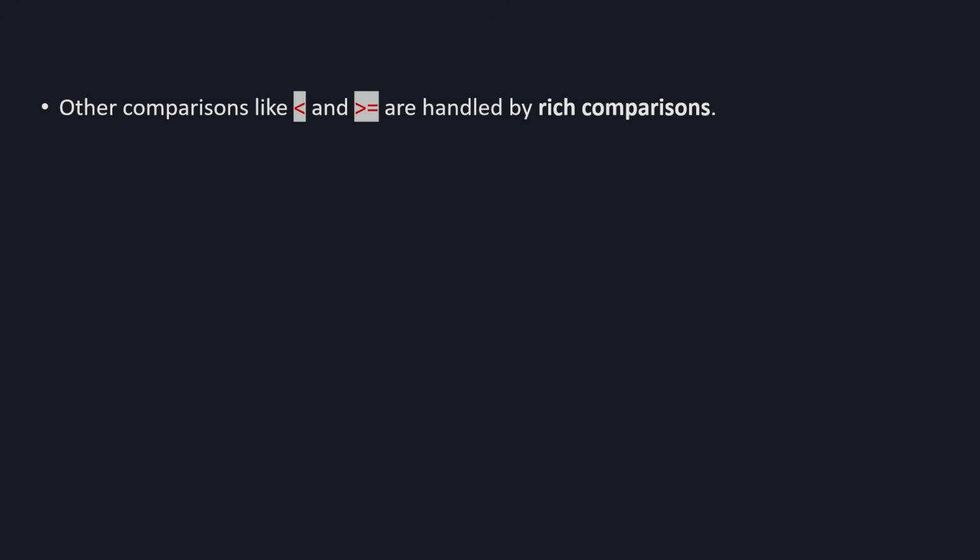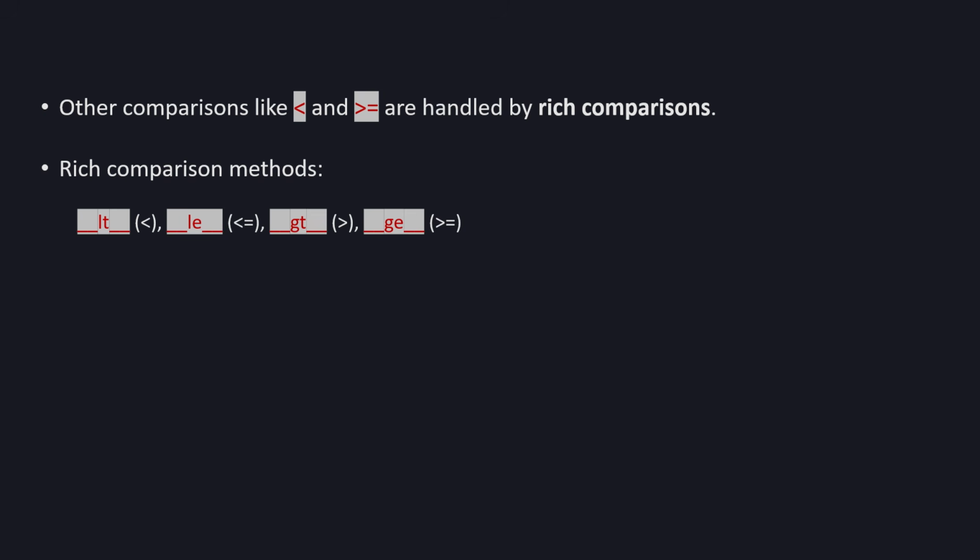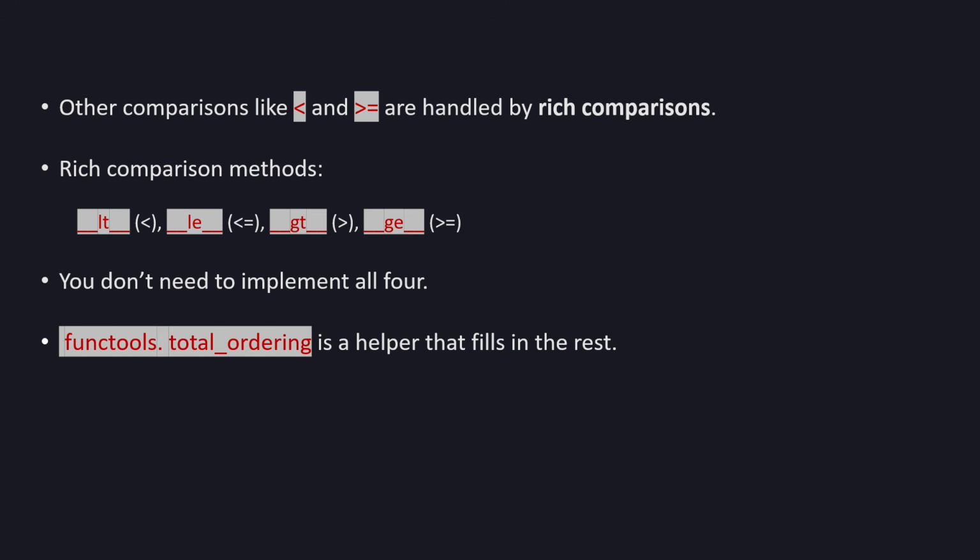This is where it gets really cool. These are called rich comparison. You have dunder lt for less than, dunder le for less than or equal. We have dunder gt for greater than and dunder ge for greater than or equal. Do we have to implement all four? No. There's a magical helper in the functools module called total_ordering.